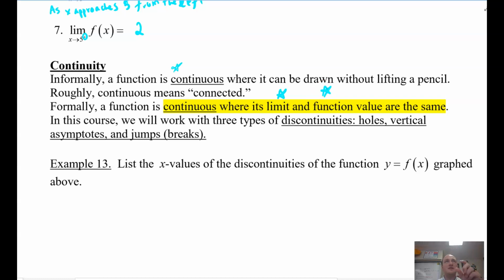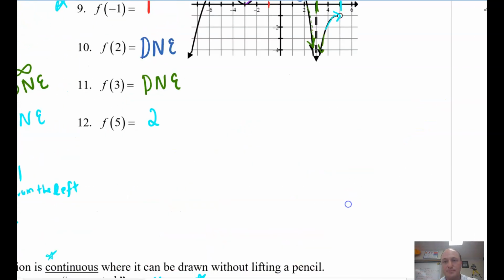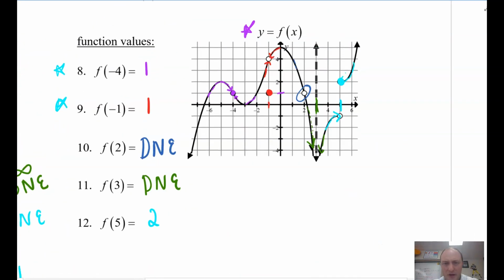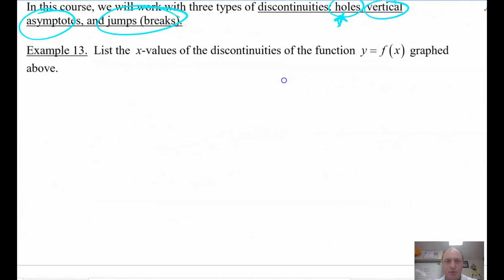We do have different types of discontinuities. We do have these 3 discontinuities. This is important, so I would circle this one. We have holes, we talked about holes last year. We have vertical asymptotes, we've definitely talked about those. And then we have jumps, which all 3 of these exist in our last example up here. Okay, so we're going to go through that example.